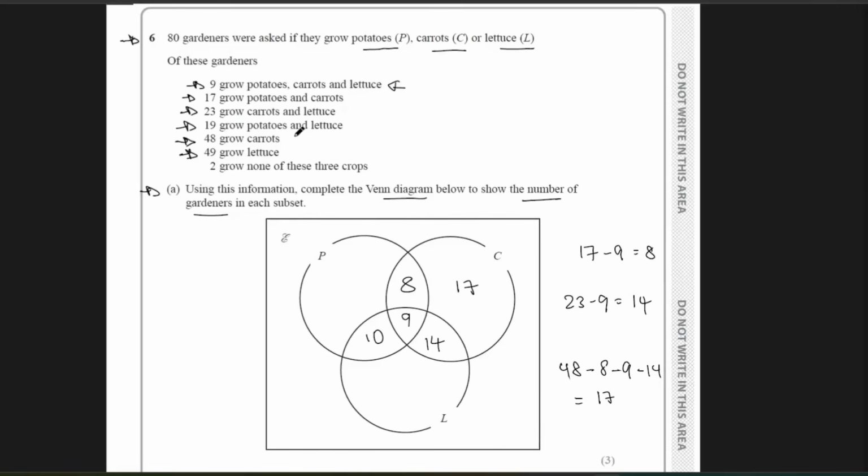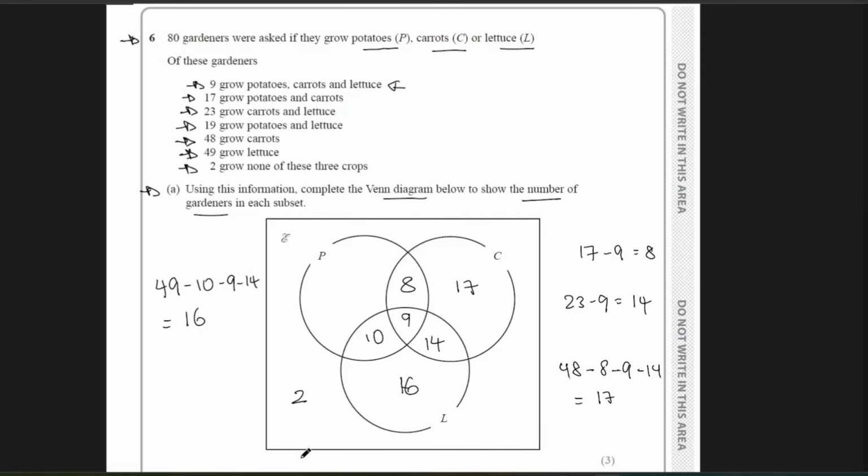Next, 49 grow lettuce. So out of 49, there are other gardeners growing other things. 49 minus 10 minus 9 minus 14 gives us 16. There are 16 gardeners who only grow lettuce. 2 grow none of these crops. So there are 2 gardeners who don't grow any of these, so they should be outside the 3 circles.